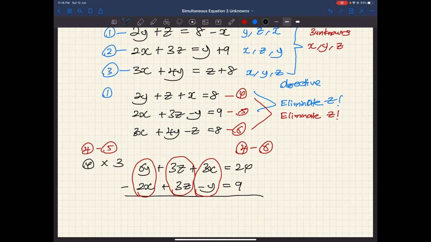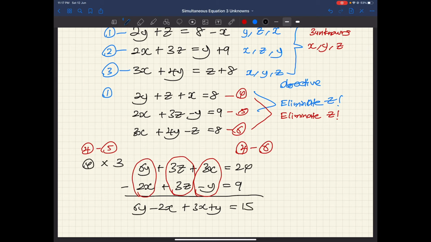6y minus 2x, we can't do anything, so let me write that. 6y minus 2x. Positive 3z minus positive 3z will eliminate my function of z, so I get 0 for that. Positive 3x minus y, I have positive 3x positive y. Alright, and then 24 minus 9, I get 15.